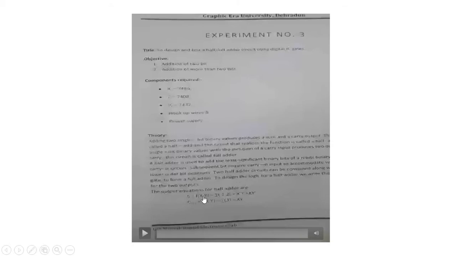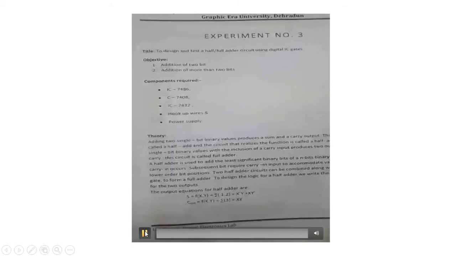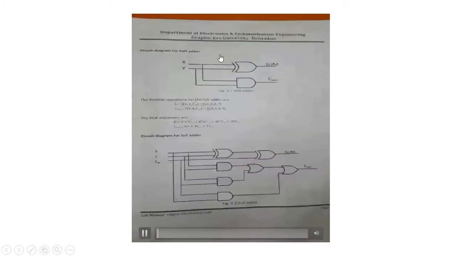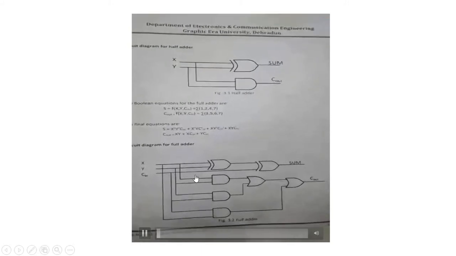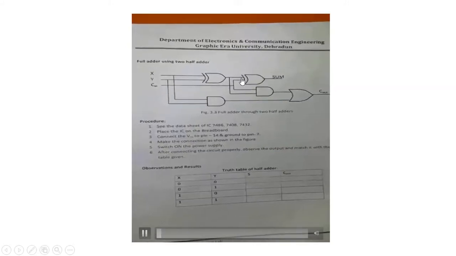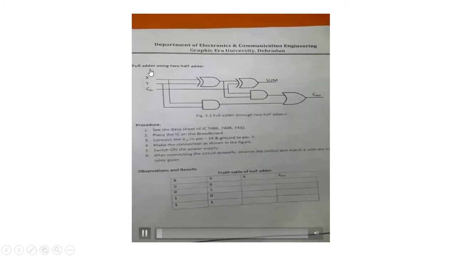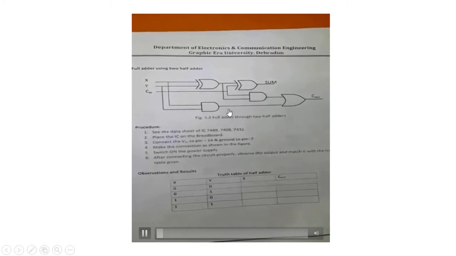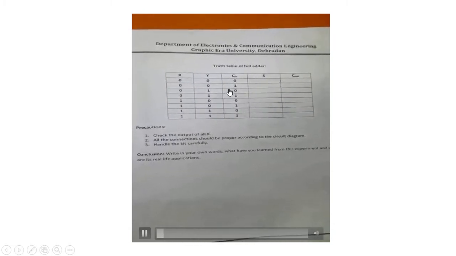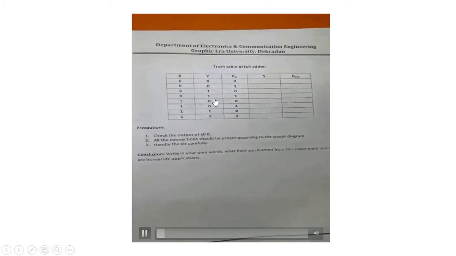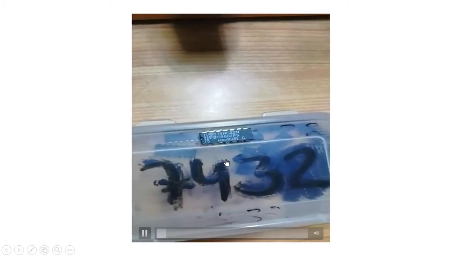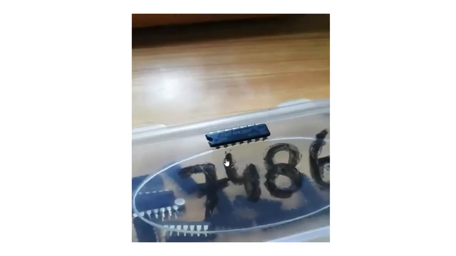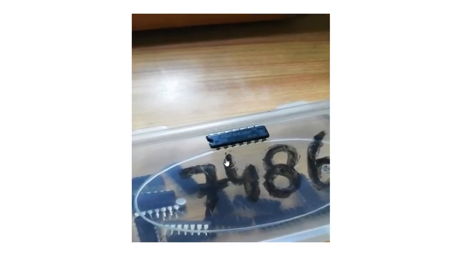So let's see how to implement it on hardware. So we have to design half adder and full adder. This circuit is for half adder and this circuit is for full adder. So you can form full adder using two half adders. Now this is the truth table. You can fill it. 7408 is for AND gate, 7432 is for OR gate, and 7486 for XOR gate.